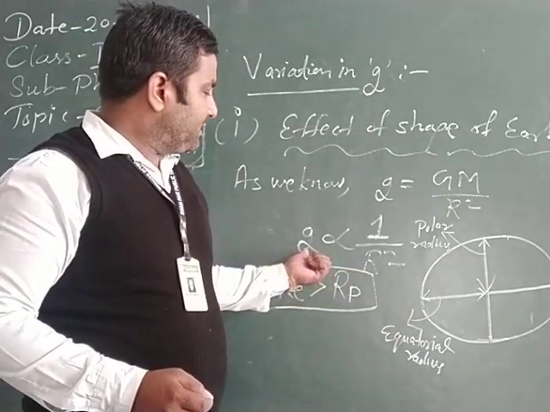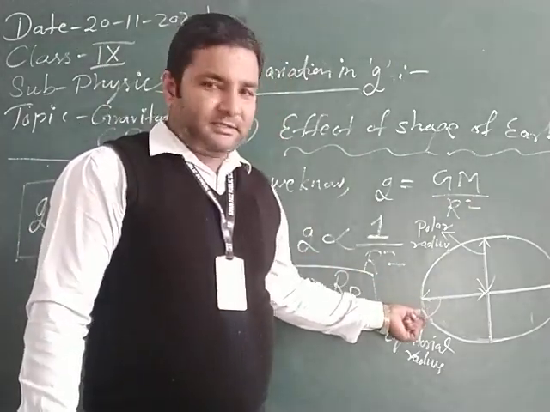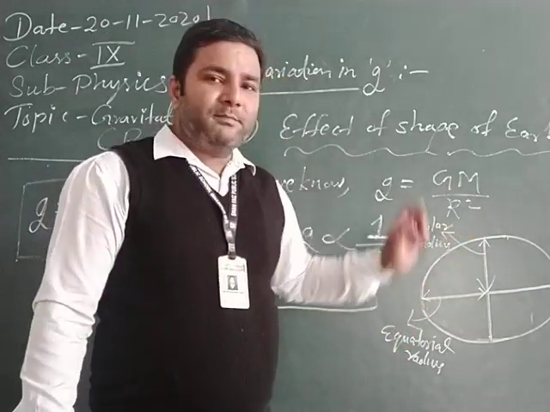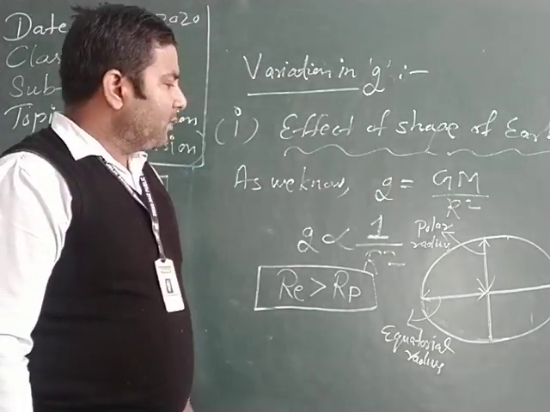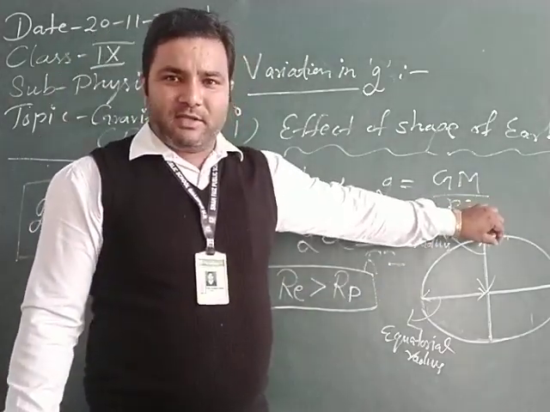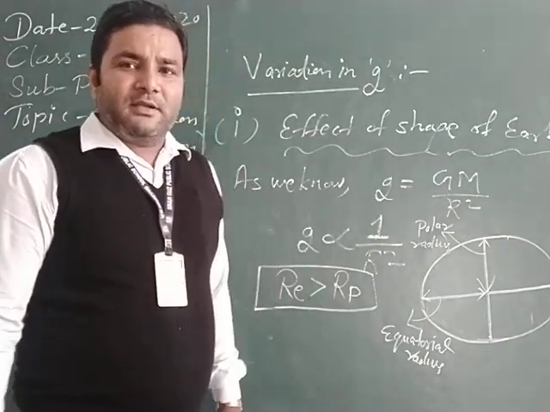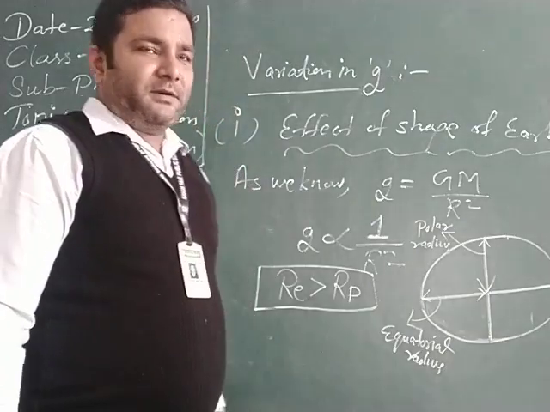Gravity will be smaller. It means at the equator the value of gravity will be less than the value of gravity at the poles. It means gravity at the poles will be maximum. Why is gravity at the poles maximum? Because the radius at the poles will be minimum. That's why gravity will be maximum. This is the concept of effect of shape of Earth.